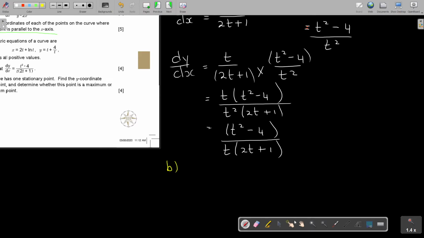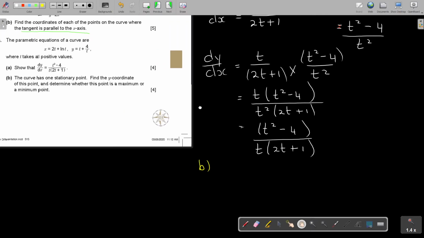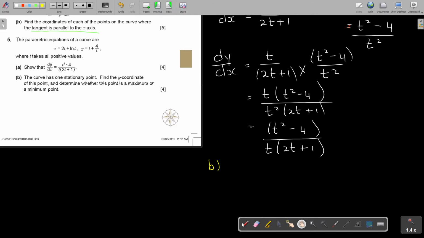Okay, so first let's read part B. I'm going to do B here. The curve has one stationary point. Find the y coordinate of this point and determine whether this point is a maximum. So this is different from example 42. I didn't ask for the coordinate then. Now I'm asking for the coordinate.